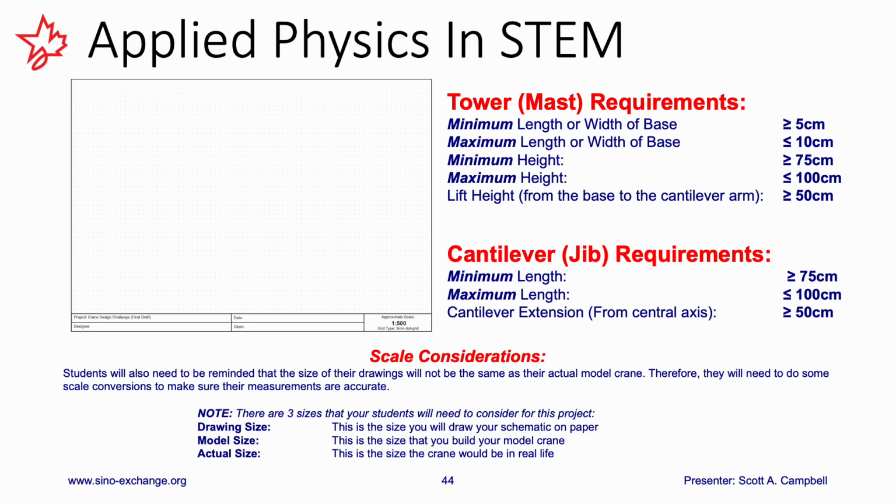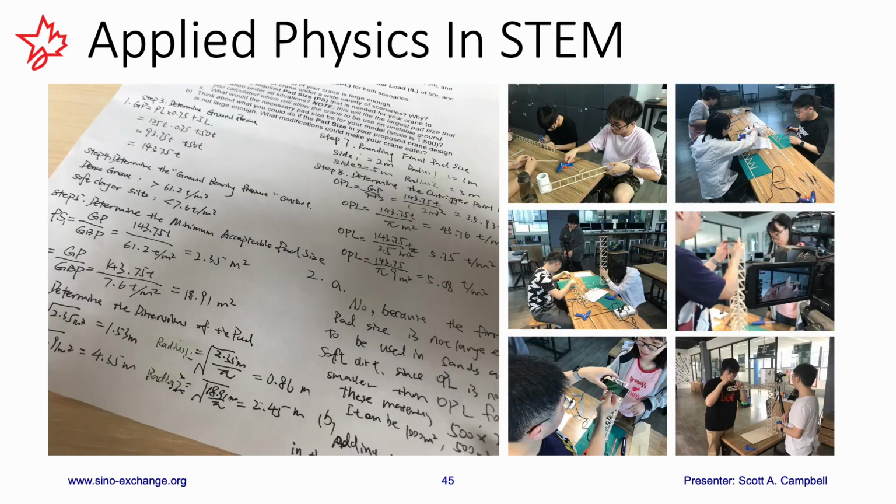Now, the students are also going to have to keep 3 different scales in mind when working on their project. These are the actual size of the real crane, which will be at a scale of 1 to 1, the size of their prototype or model, which will be at a reduced scale of 1 to 100, and the size of their drawing or schematic, which will be at a scale of 1 to 500. I should also mention that these are not standard engineering scales. Instead, I've selected scales that will greatly simplify the math for my students, and this will help them focus on the big ideas and not get tied up with trivial details which are better left for another time.